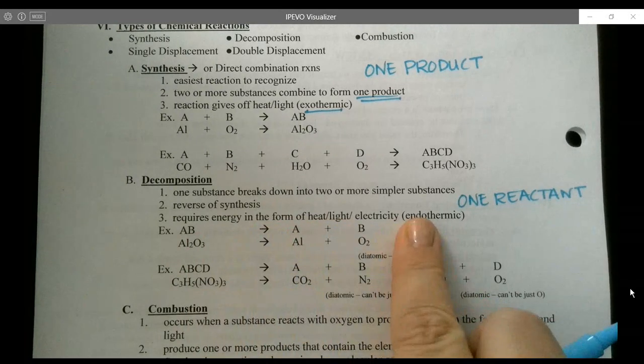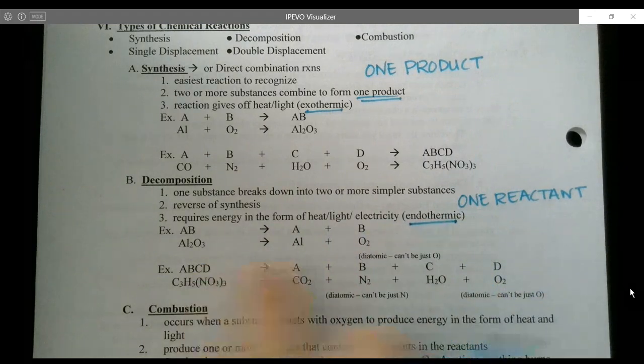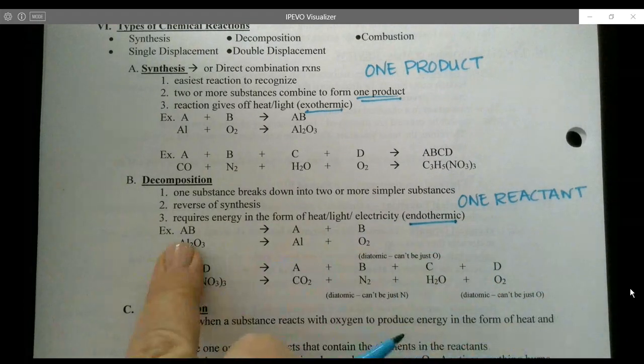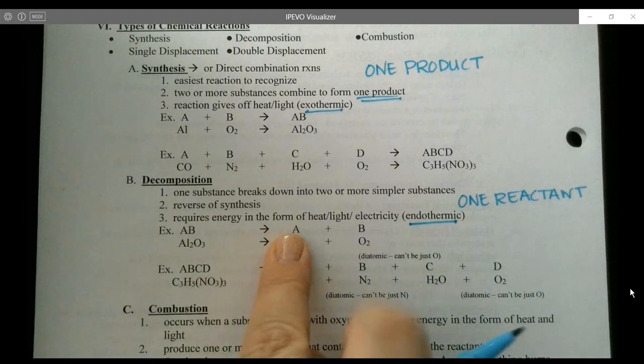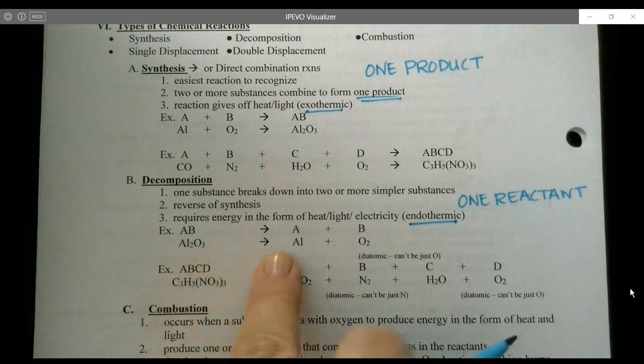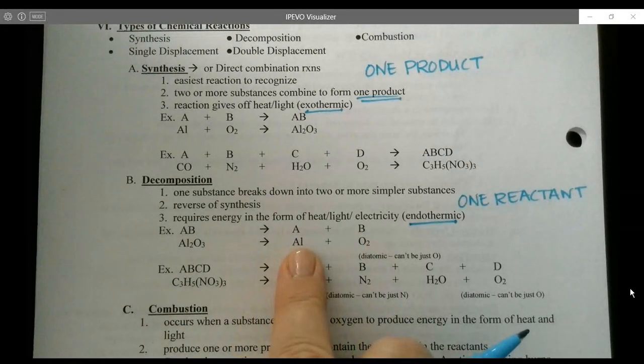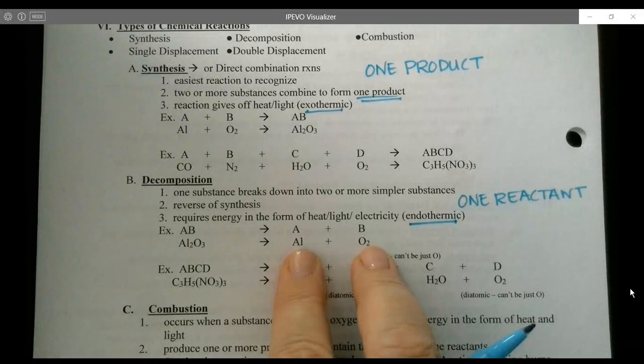And so that means it's going to be an endothermic reaction. We got to put energy into it to break these bonds. So it could be as simple as just AB breaking down into the 2 components of A and B. So here's the aluminum oxide breaking into aluminum and oxygen. Hey, by the way, aluminum's Al, but oxygen's O2. Why is aluminum allowed to be alone, but oxygen not?